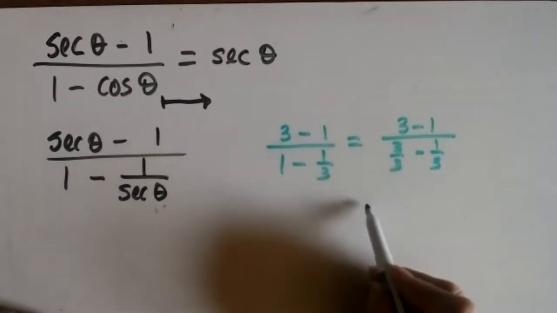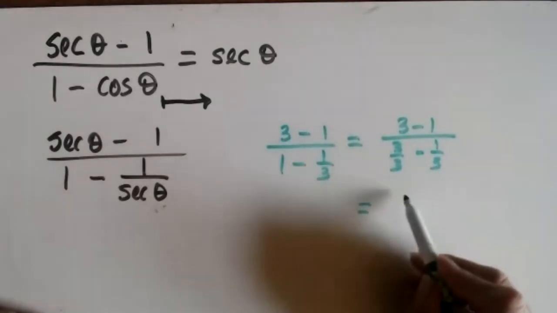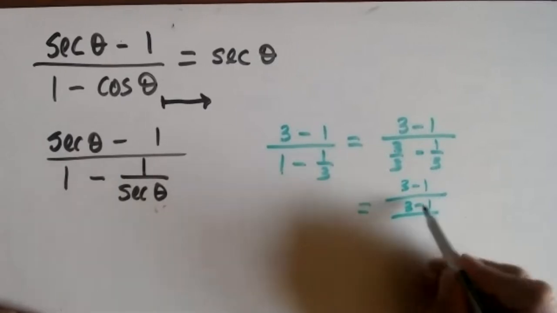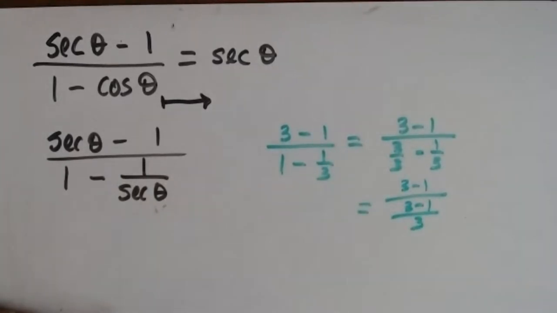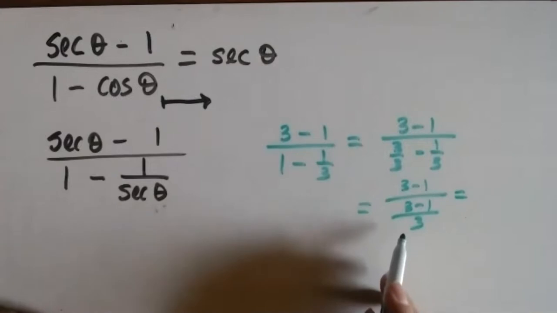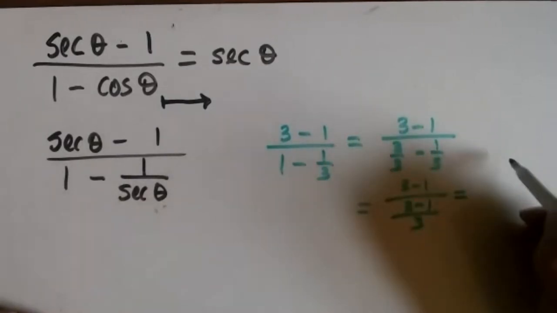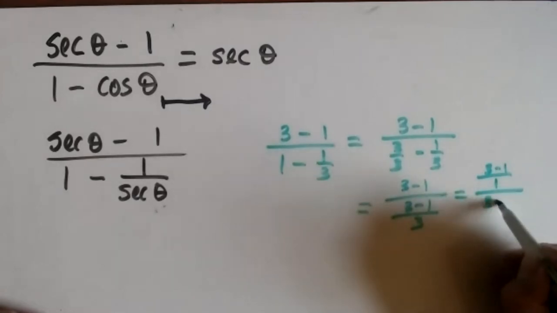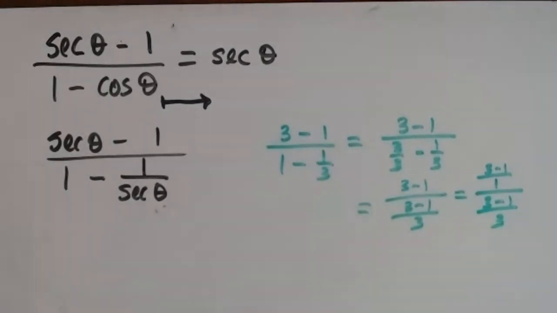Then I have to combine this: 3 minus 1 over 3 minus 1 over 3. I'm not going to do the numbers, I make the top a fraction: 3 minus 1 over 1, over 3 minus 1 over 3. Correct? I'm doing algebra 1.